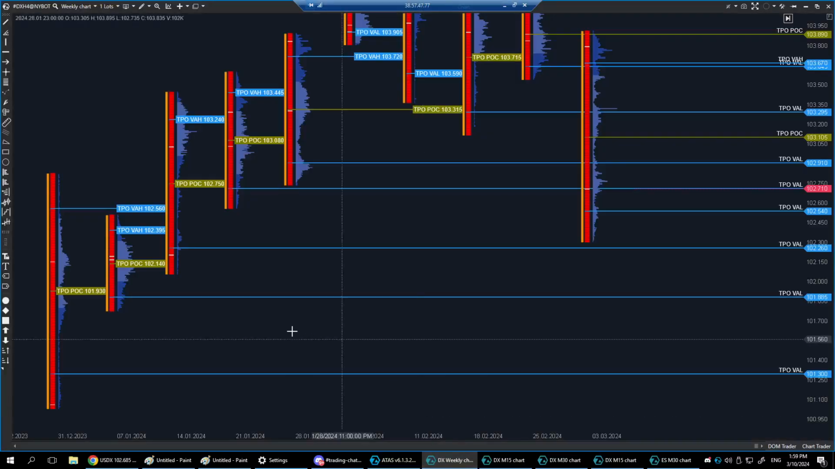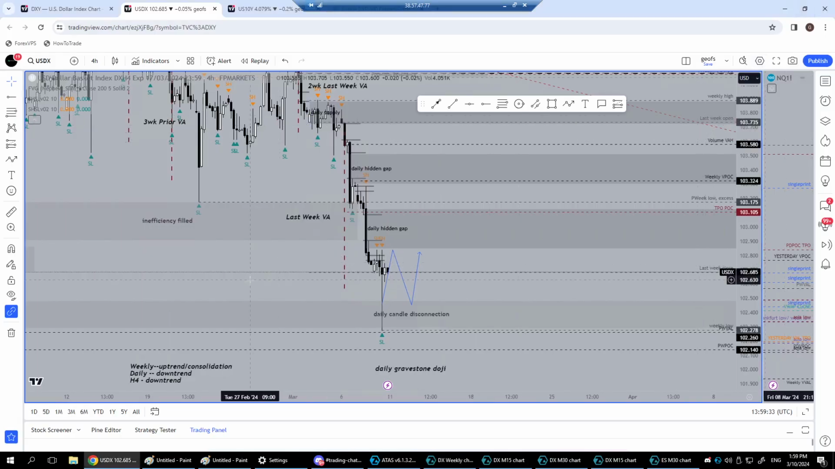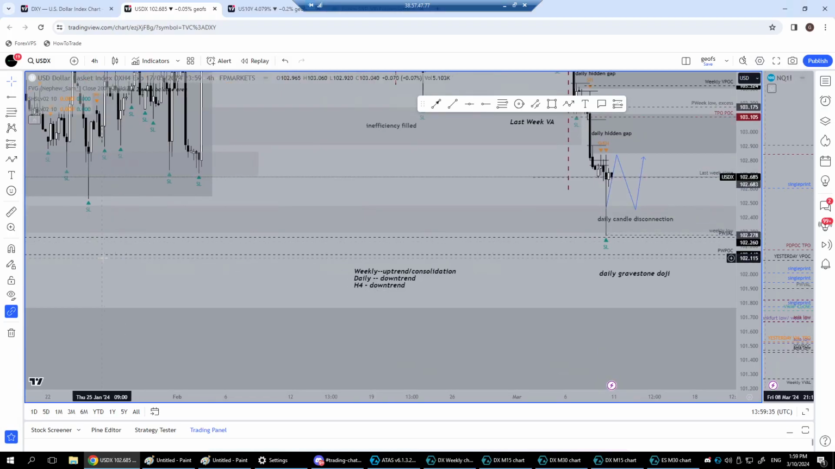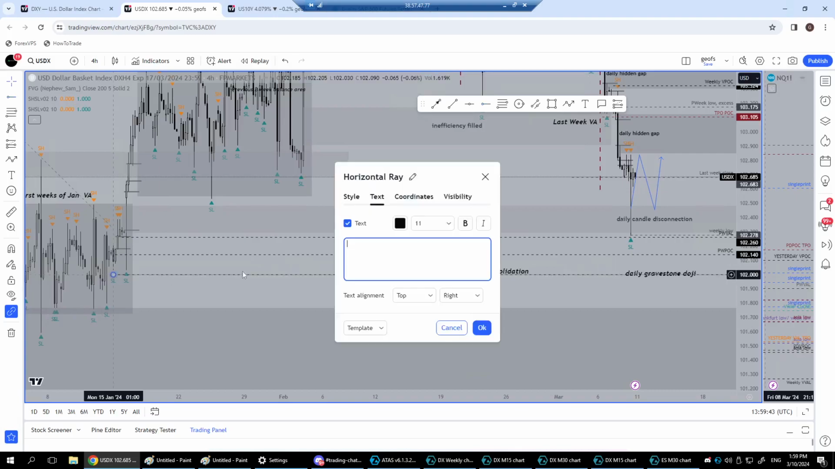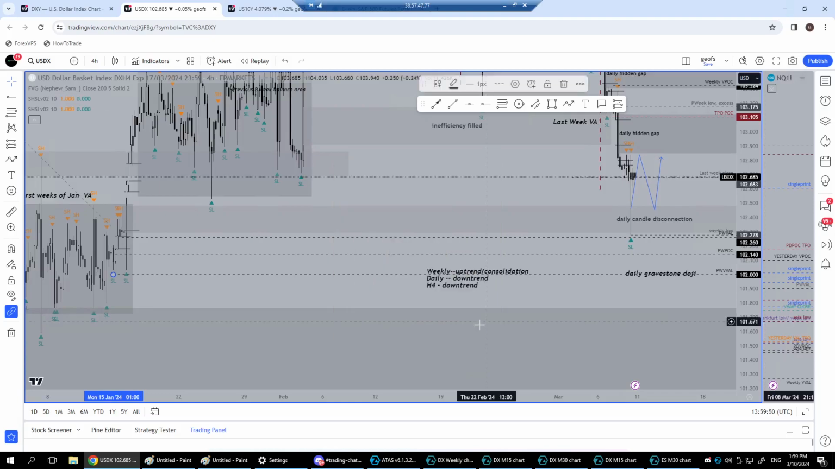So what else? Perhaps we should note this level as well. 102 on the nose. Previous week, volume value area low. Okay. See, there's a little gap there. That's quite interesting.